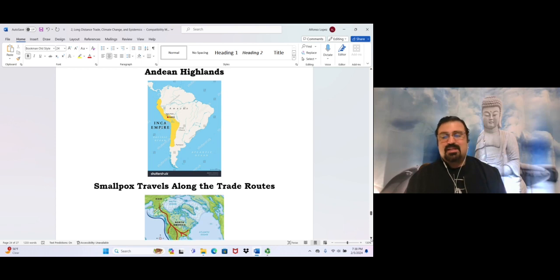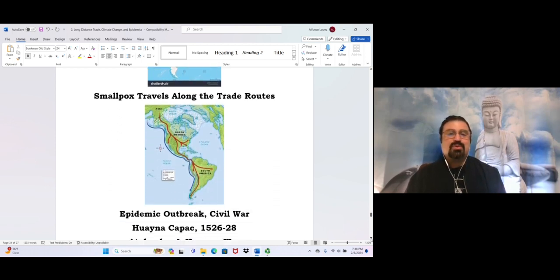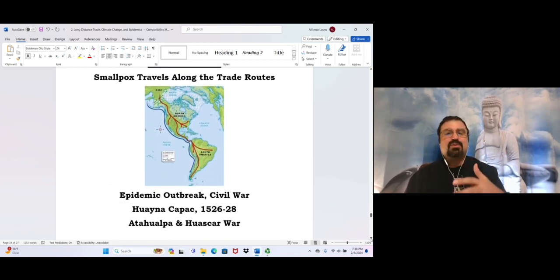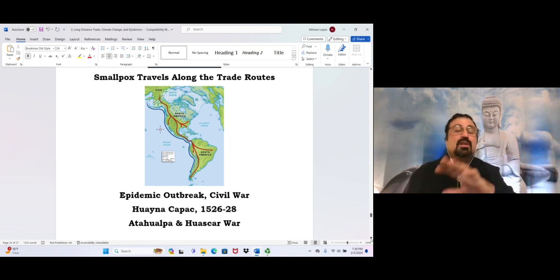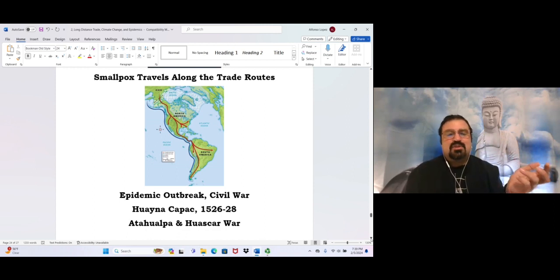And the reason for this has to do with the trade routes. Once again, there were trade routes that connected the Caribbean with Mexico, Central and South America, and the like. And as merchants were moving merchandise, commercial goods along, they were also moving the smallpox along with them. So even before the Spaniards showed up, there was already a massive outbreak of epidemic disease.